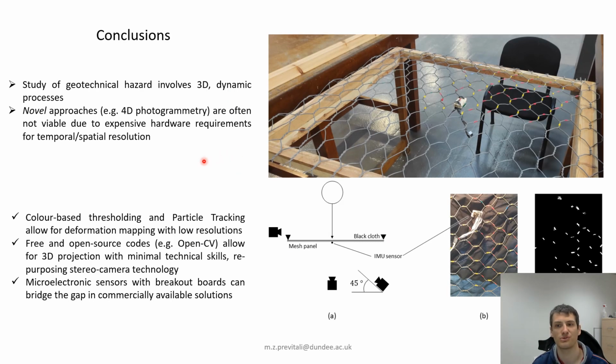And in conclusion, we then use all this system to carry out impact tests, and we simply used cell phones and very cheap cameras to obtain all this deformation using color-based thresholding and open source codes. And at the same time, the microelectronic sensors were used simply with breakout ports without any specific skill required.